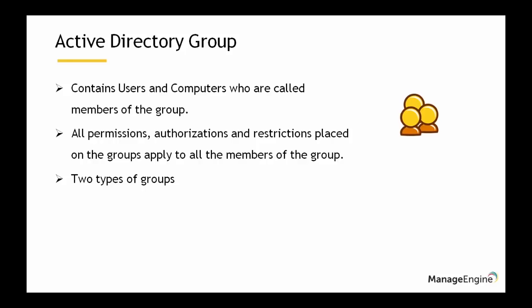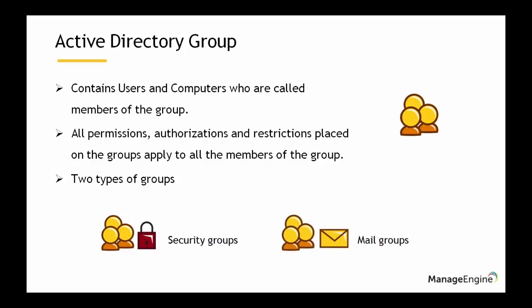There are two types of groups, broad classifications. The first is going to be security groups, which is used for assigning permissions, and the second one is going to be mail groups.